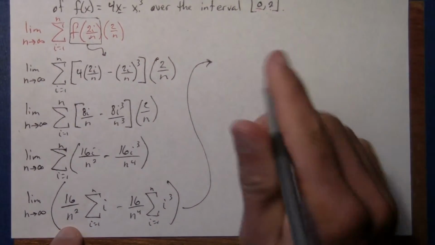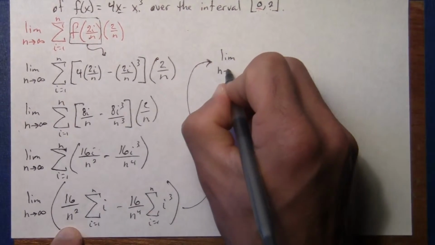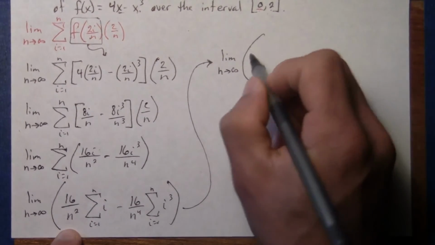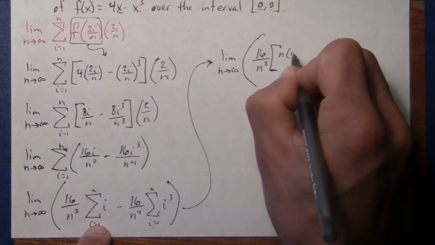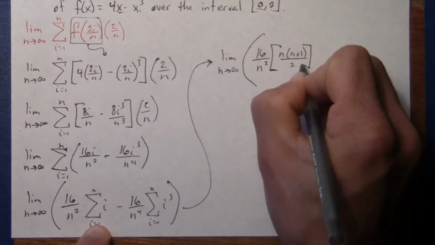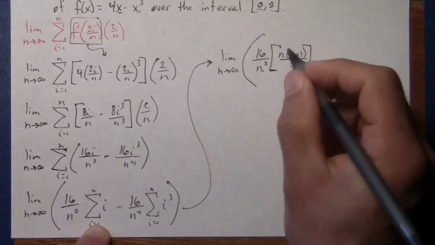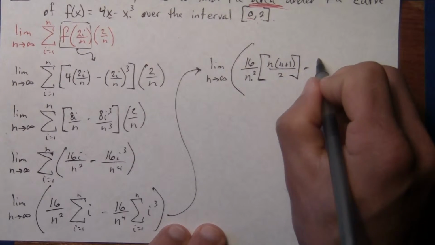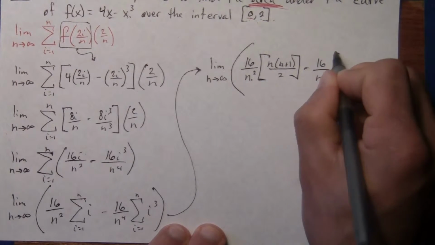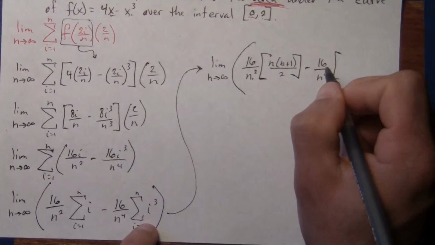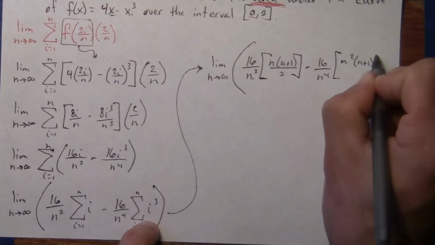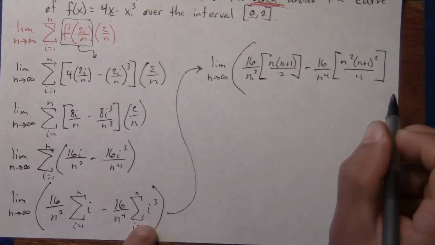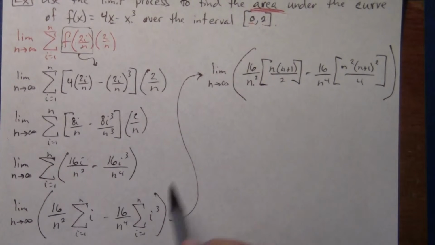And now I can go ahead and simplify even more, so I've got the limit as n approaches infinity of 16 over n squared, the sum of i, which I know will change into n plus 1 over 2, and again notice that would be n squared, so all I have to do is really divide the leading coefficients, minus 16 over n to the fourth times, this one we don't use very often, so make sure that you look that one up, it's i cubed, this is n squared times n plus 1 squared over 4. We tend to use i and i squared a lot, but we don't use this one as often, so make sure that you're comfortable with that one.